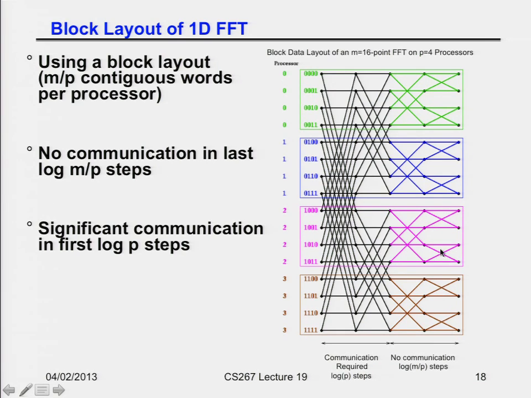There's no communication at all in the last log m over p steps. But in the first log p steps, everybody's communicating with everybody. So I've solved the problem there, but here there's tons of communication. Yes, question?